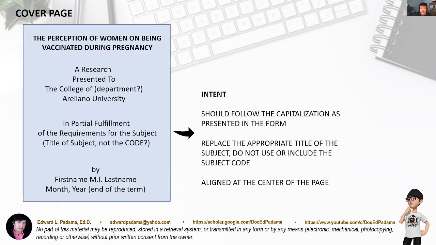open and close parentheses. So on the right side again, after following the rules in the capitalization as presented in the form, replace the appropriate title of the subject. Again, do not use or include the subject code. And the last one, which is again, place the whole part at the center of the page.